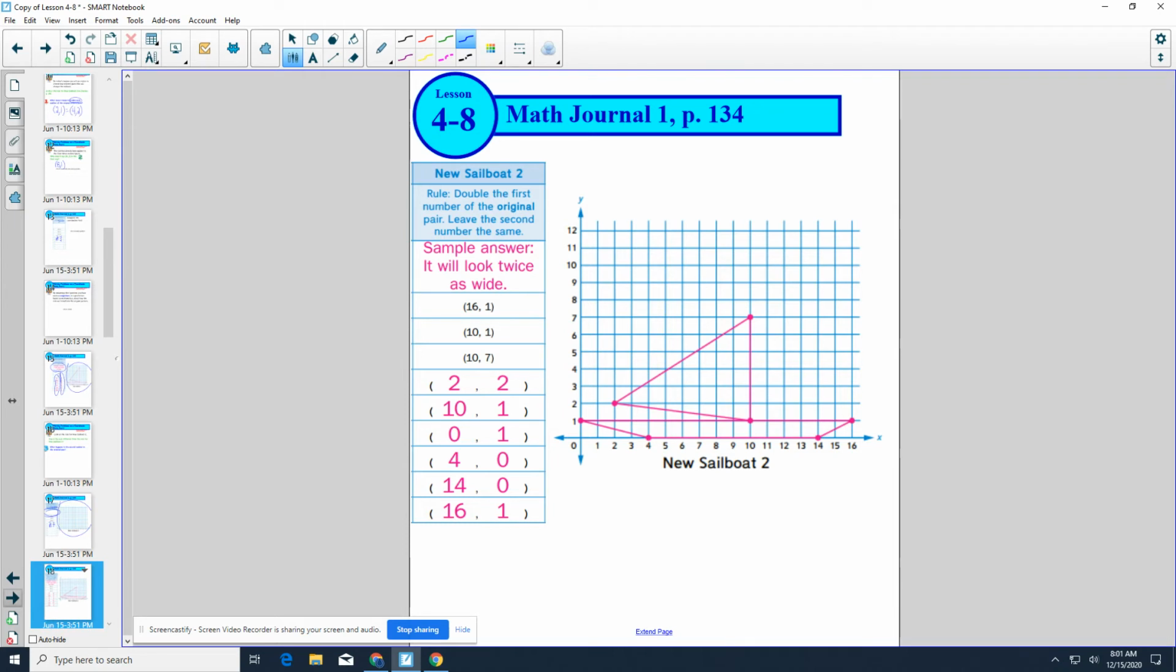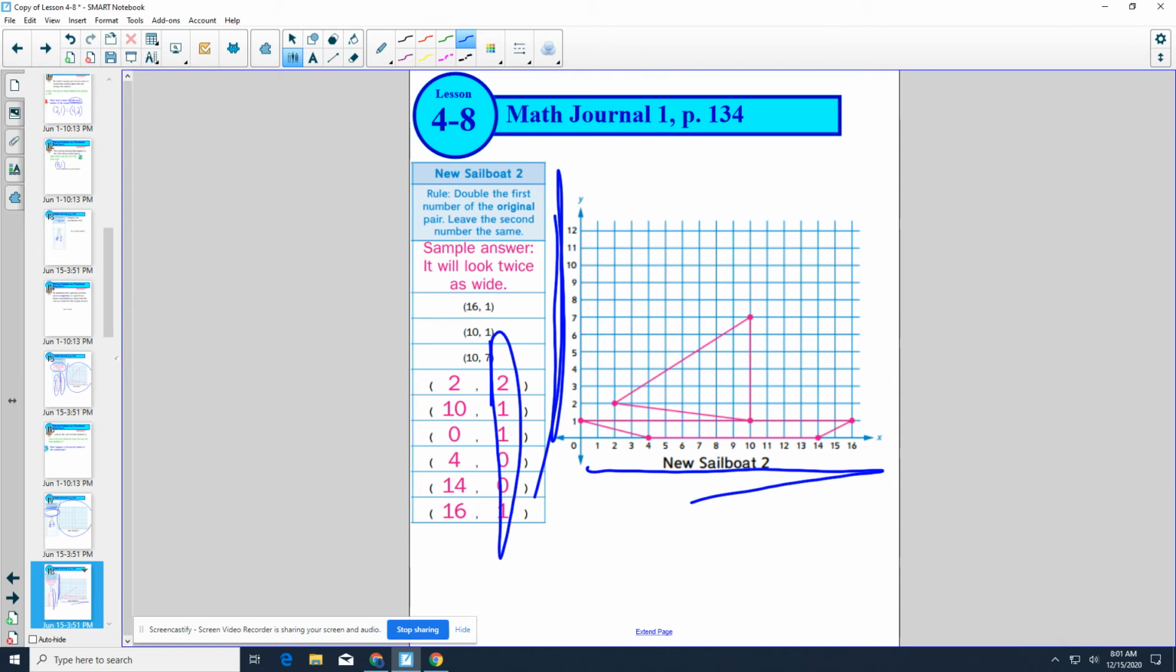So the book's conjecture was it would look twice as wide. Okay, and you can see it's pretty wide. It's pretty long there, right? Because the x is the width, and the y coordinates, the second part here, is the height, and the first one, the x, is the width. So that may help you with your next conjecture.